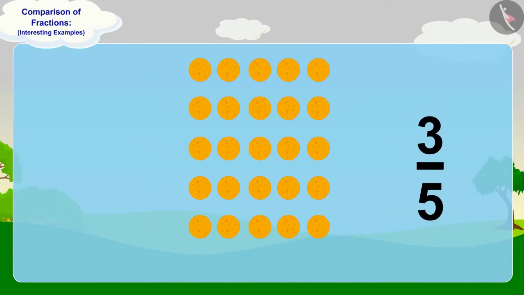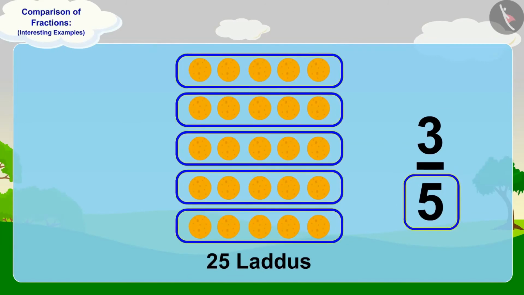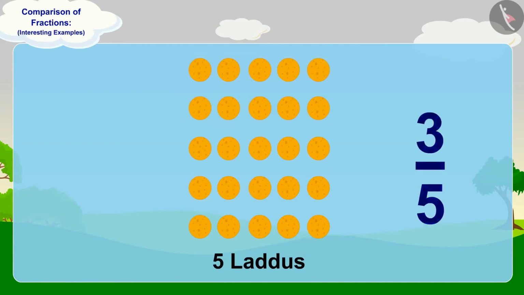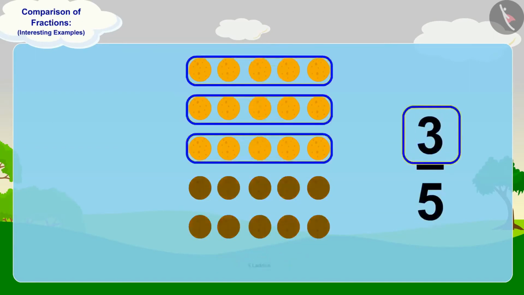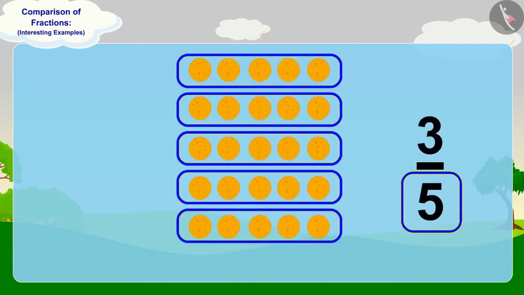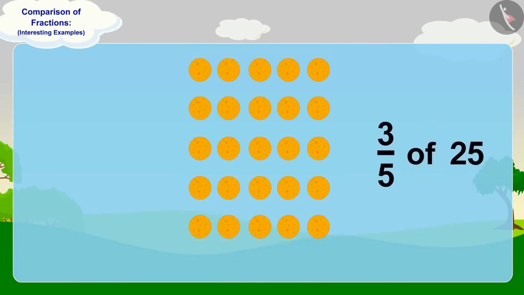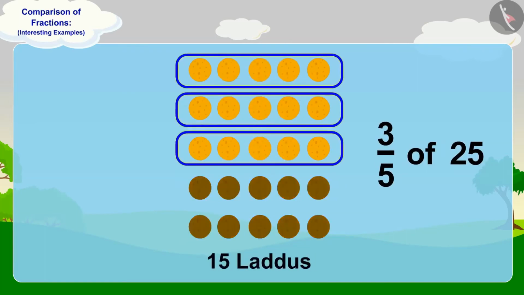To find 3/5 of 25 laddus, we will first divide the 25 laddus into 5 equal parts. In this way, there will be 5 laddus in each part. Now, to find 3/5, we will take 3 parts out of these 5 parts. In this way, 3/5 of 25 laddus are 15 laddus.